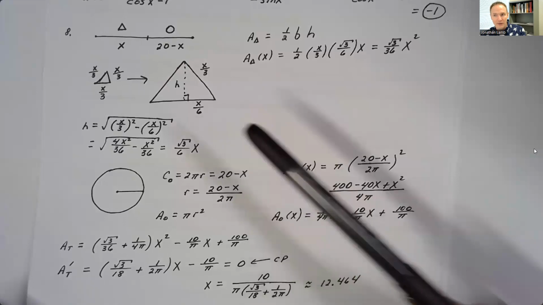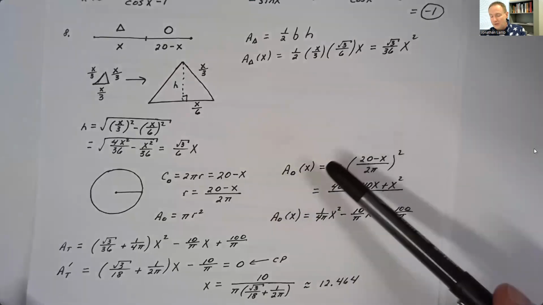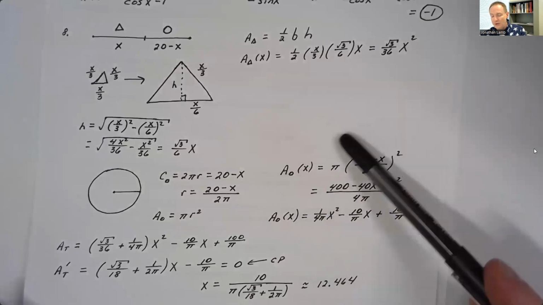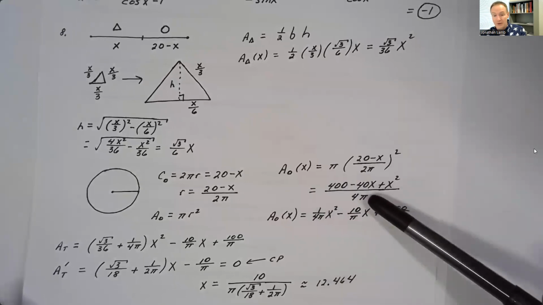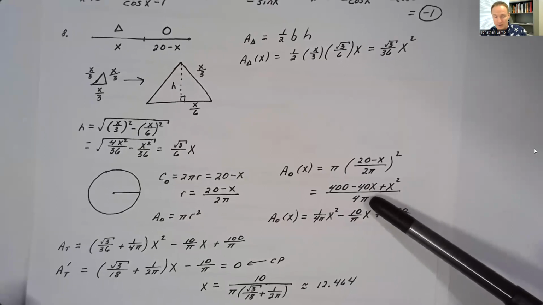of the square. So every side would be 20 minus x over 4. And then you would say, area of the square would be 20 minus x over 4 quantity squared. You'd have the same thing up here, and your denominator, instead of being 4 pi, just be 16. So it'd be extremely similar.